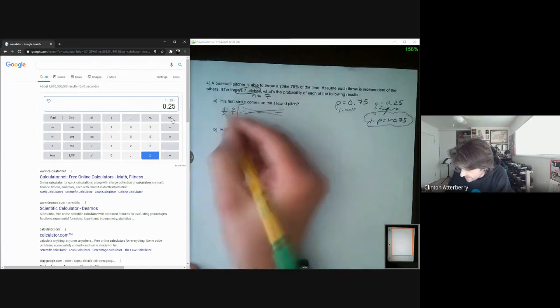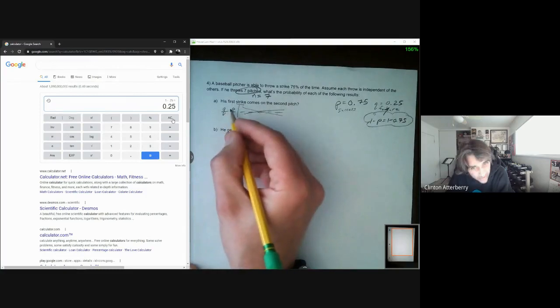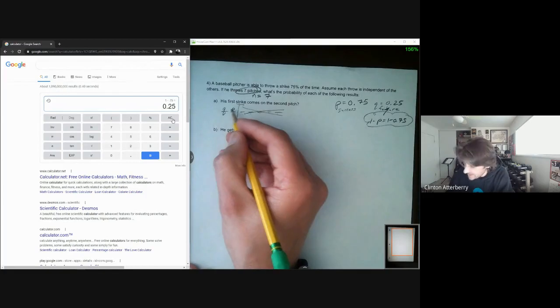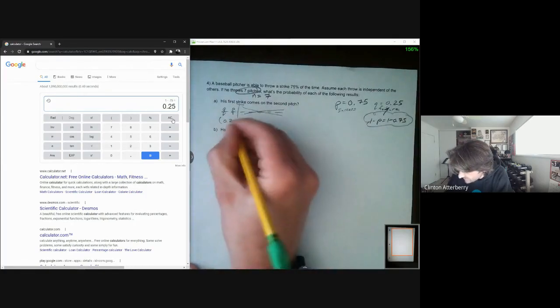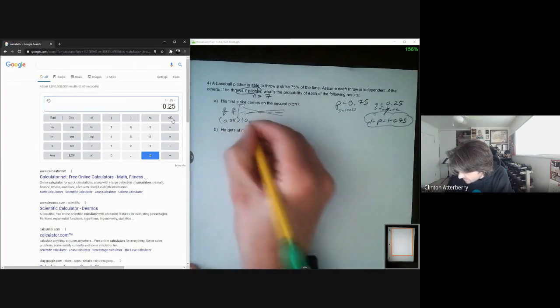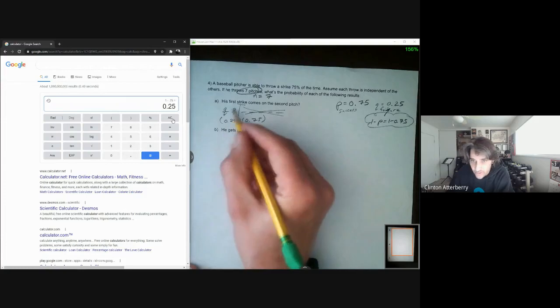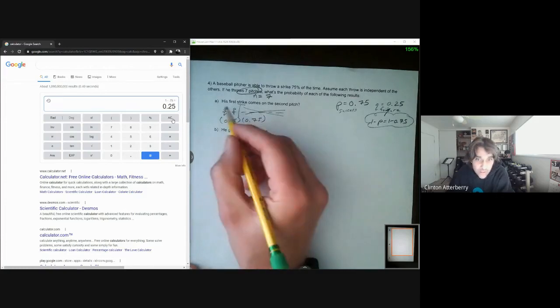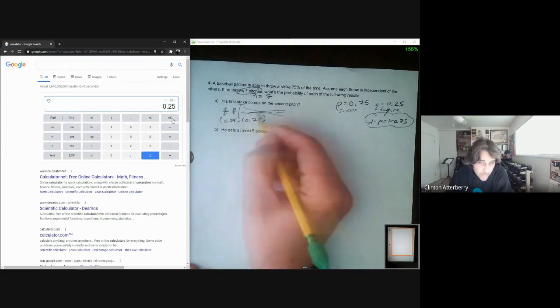So what I have here is just Q times P, right? The first one's a ball, and then the second one is a strike. It's not "or," it's "and," so that means multiplication. So I'm going to say Q times P, which is 0.25 times 0.75. If it was like Q, Q, Q, P, I would say Q times Q times Q times P, or Q to the third power times P.